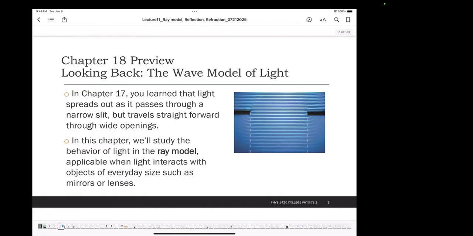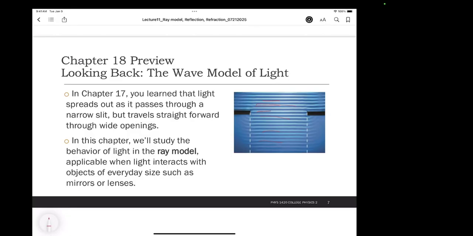In chapter 17, you learned that light spreads out. You can see the light spread out as it passes through a narrow slit, but it travels straight forward through a wide open opening.